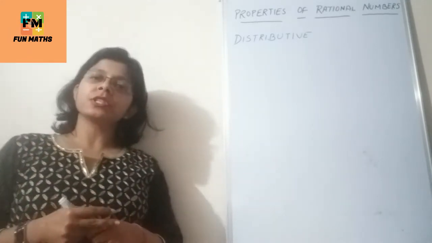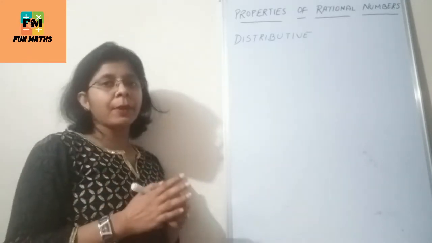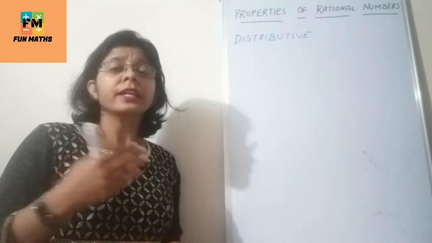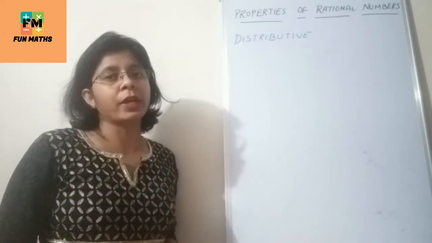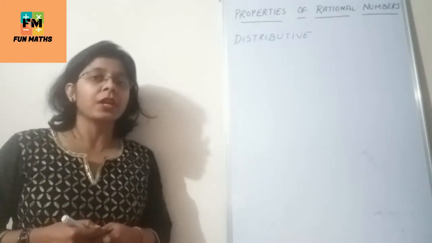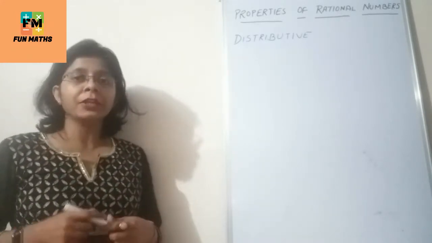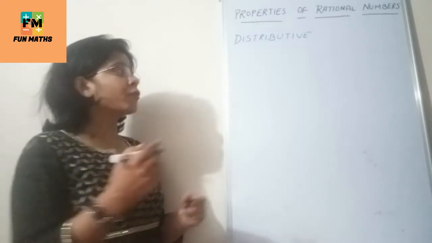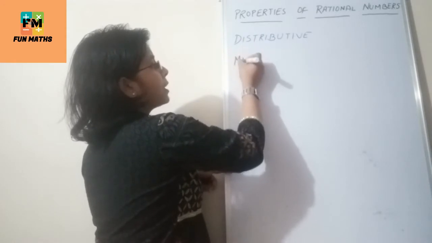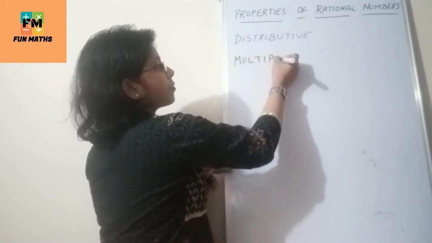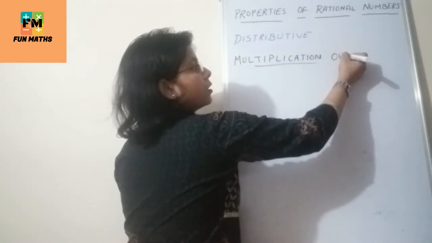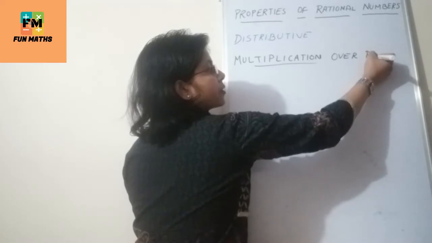Now, how will two operations happen together? Two operations will happen together in a group. Like multiplication and addition we are going to perform together. Division and subtraction we are going to perform together. Let's see one by one how the distributive property holds true for rational numbers. So the first group, as I am telling you, is multiplication and addition. That is known as the distributive property of multiplication over addition.